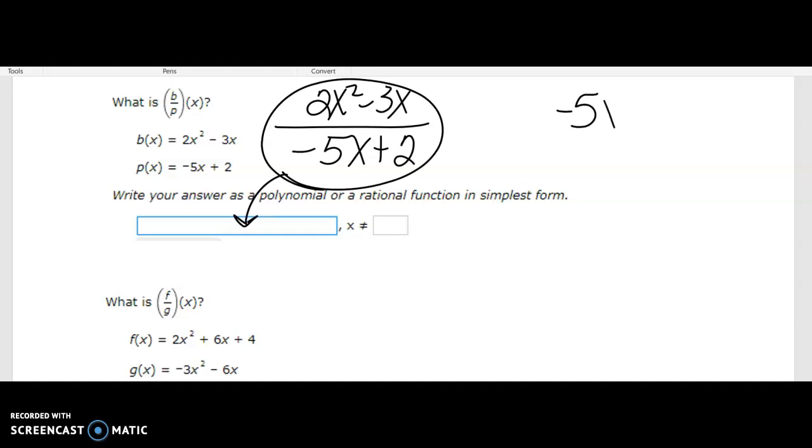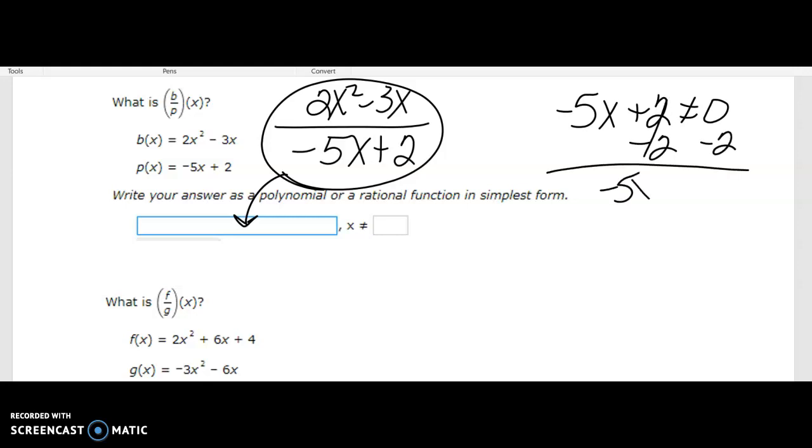And then we have to find the domain. So we take the bottom, set it not equal to 0, move the 2, bring the negative 5 down, divide by negative 5. A negative over a negative is a positive, so x cannot equal a positive 2/5. So 2 over 5 is going to go in that box.